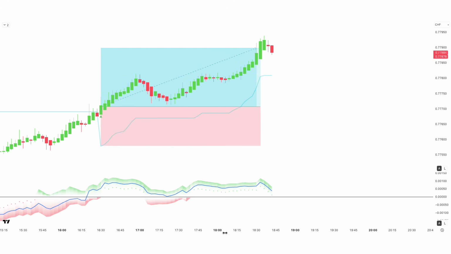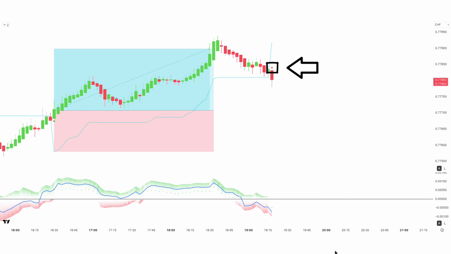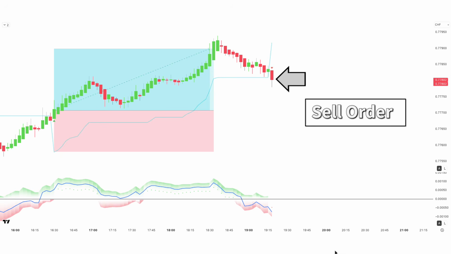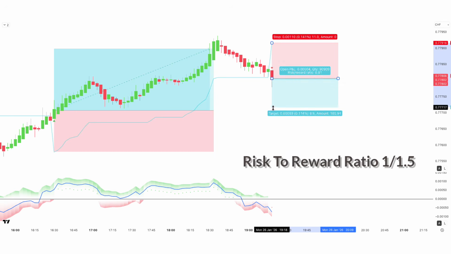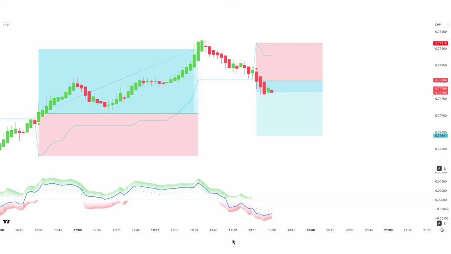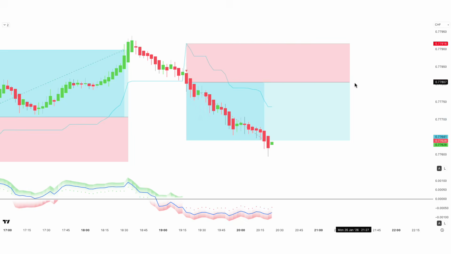Let us now understand the short position. When the J-Trend Sniper V2 triangle down of this indicator is a sell signal, when the blue line of AI Super Trend is below the 0 line, and when the market forms a bearish candle, if this condition is fulfilled, then we will place a sell order. Our stop loss is to be placed at the blue line, and the risk to reward ratio will be 1:1.5. The market has completely hit the target.